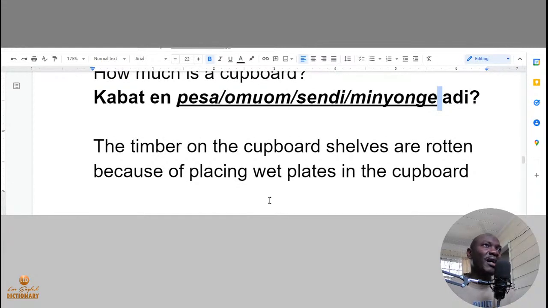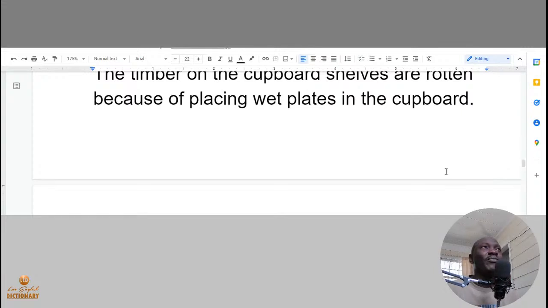Then the last one: the timber on the cupboard shelves are rotten because of placing wet plates in the cupboard. If you are learning Luo for the first time, this is a very, very long sentence and a very difficult one to do, because it requires that you think through how to combine the sentences, but it also requires that you think of new words such as rotten, wet. We've not talked about rotten, we've not talked about wet, we've not talked about timber, okay? So if you are new, you would just look through and say, this is what I would say.